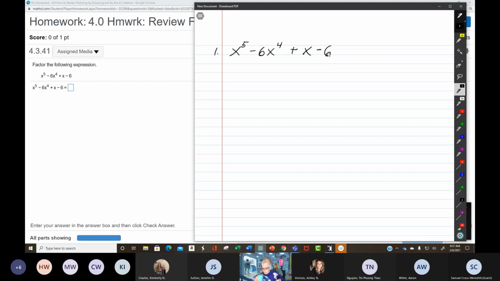I'm going to tell you how. Often when there are 4 terms and you're being told to factor, you're going to factor by grouping in the following way. Parentheses around the first 2 terms and parentheses around the second 2 terms. And you want to have a plus sign in the middle.